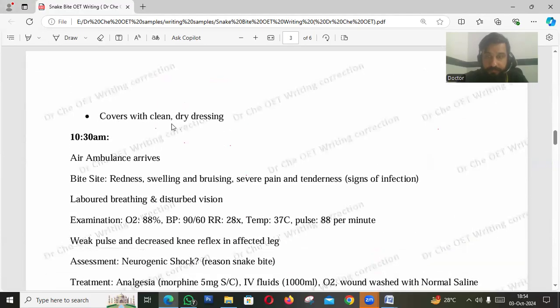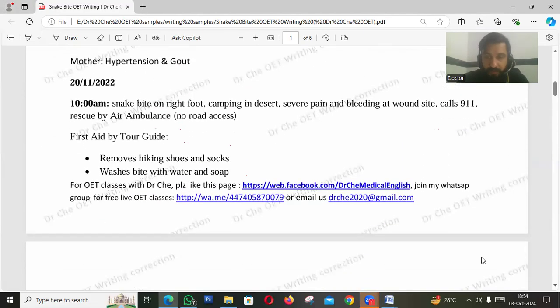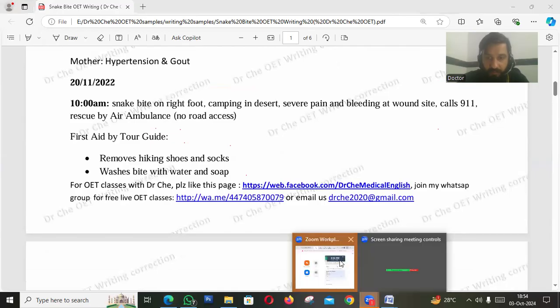This was also done, and also the wound was covered. He covered the wound with a clean, dry dressing. Very good, excellent. Okay. So this is what you are going to write. Okay. Excellent. So you are making passive voice. Very good. You are not going to write active.